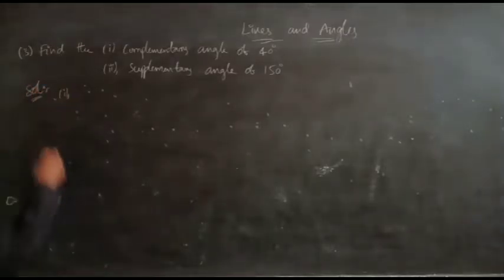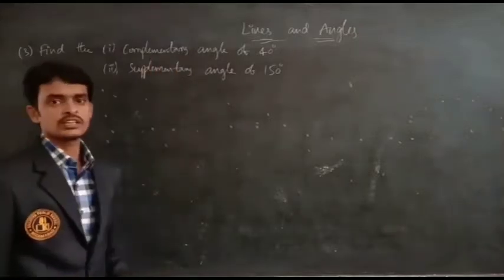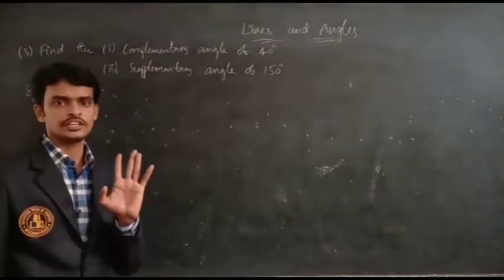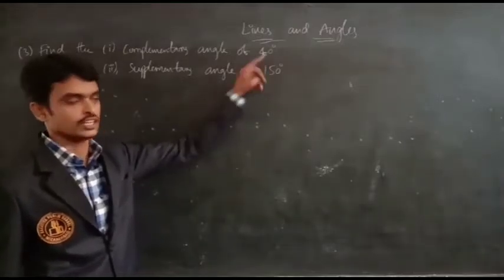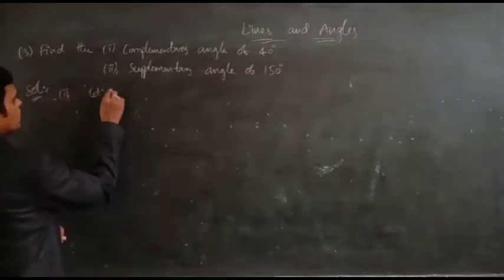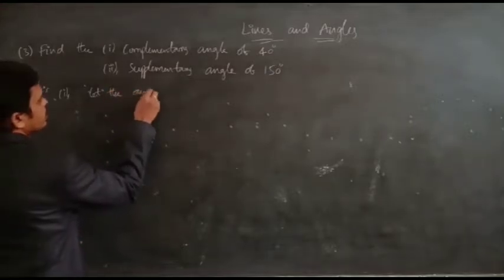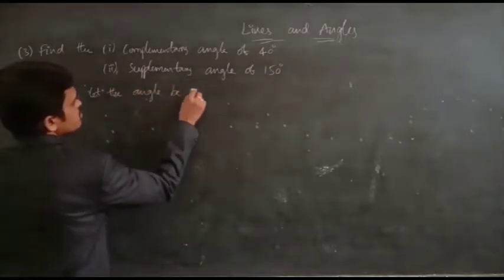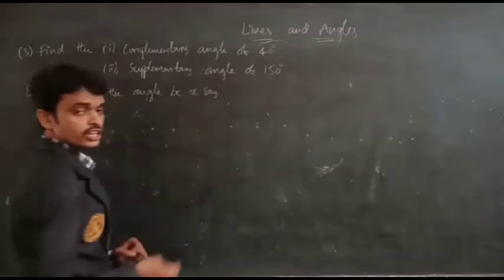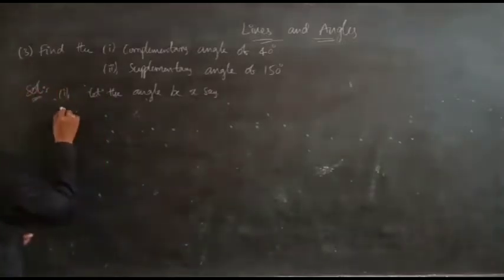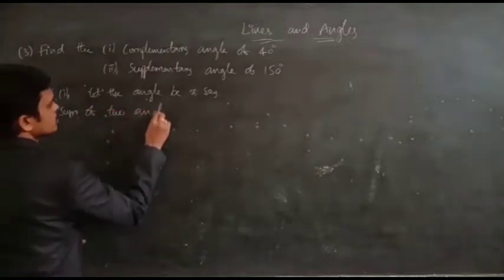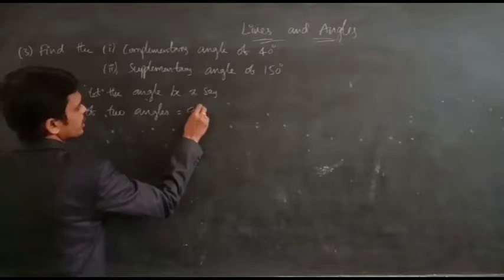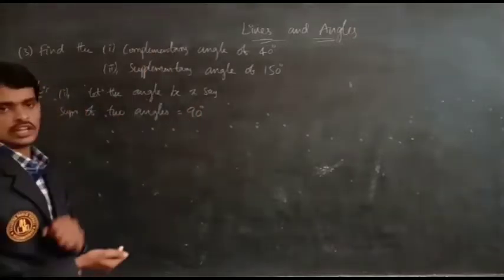First one, complementary angle is nothing but the sum of two angles is equal to 90 degrees. So one angle is given, 40, and another angle they are asking. Let the angle be x, say. So another angle we are taking as x. Then the sum of two angles is equal to 90 degrees, then they are complementary angles.